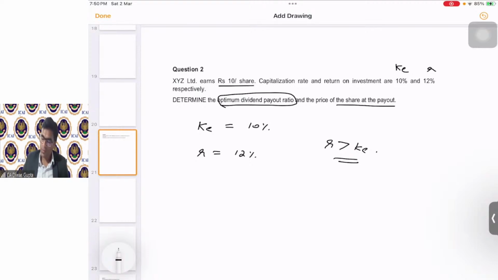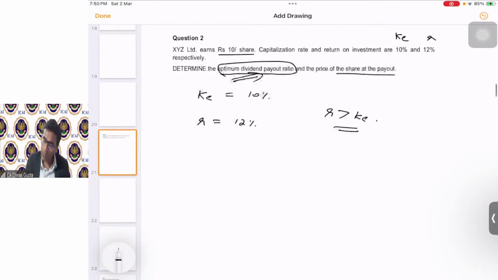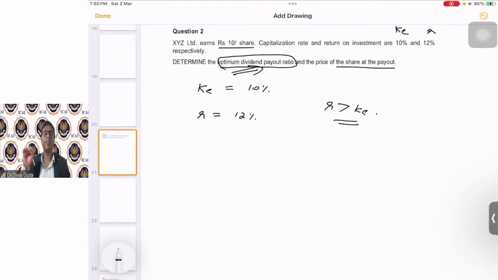What do you want to decide for an optimum dividend payout ratio? Tell me, students, come on. What should be my dividend payout ratio? Whether it should be 0, it should be 100%, or it can be any ratio. Tell me, students. We have been given that the firm is able to generate 12%. The expectation of shareholders is only 10%. What will be the optimum dividend payout ratio in this particular case? Yes, students, please answer.